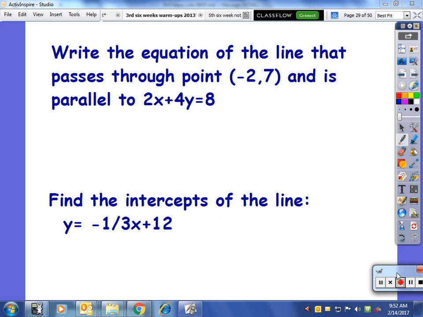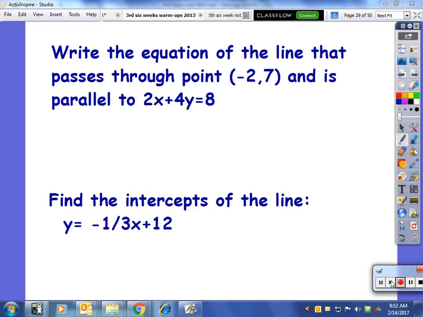All right, folks, let's talk about how to do number 1 on the warm-up, because this could show up on your CBA, and your CBA is when? Thursday. Okay, boys and girls, Thursday is also the last day of the 6 weeks, so I cannot let you make up the CBA if you don't do well on it, so you got to make sure you're paying attention.